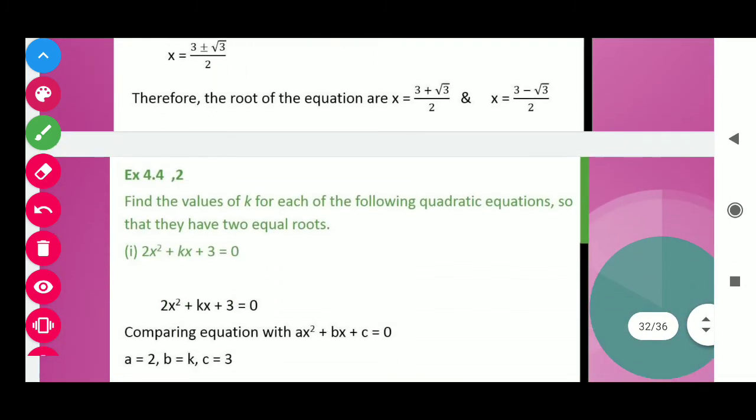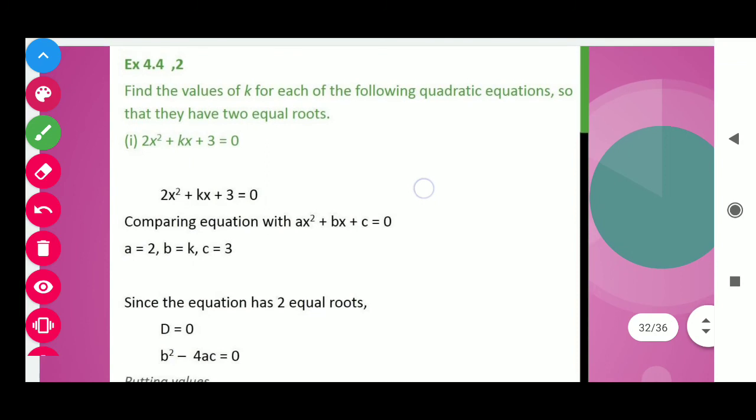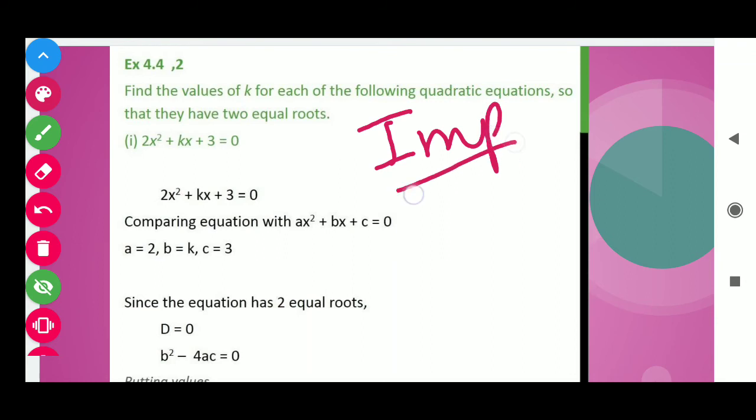Okay, now here is next question. That is really very important question. This is important question for board exam. So students, find the values of k for each of the following quadratic equations so that they have two equal roots. Students, यहाँ हमें roots equal given है. That means discriminant is 0. This is given. So students, let's start the solution.